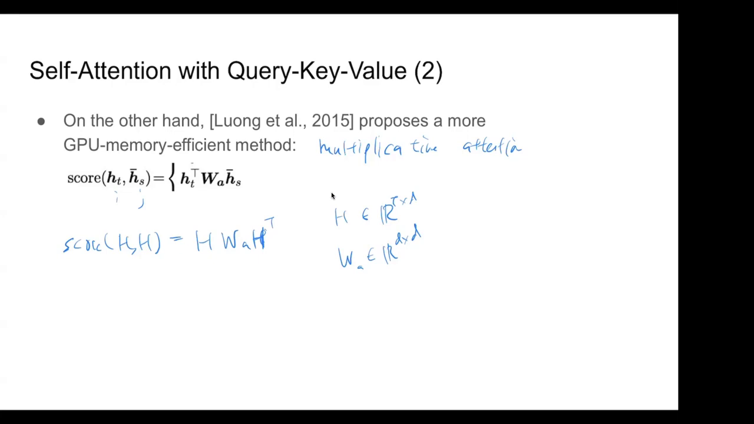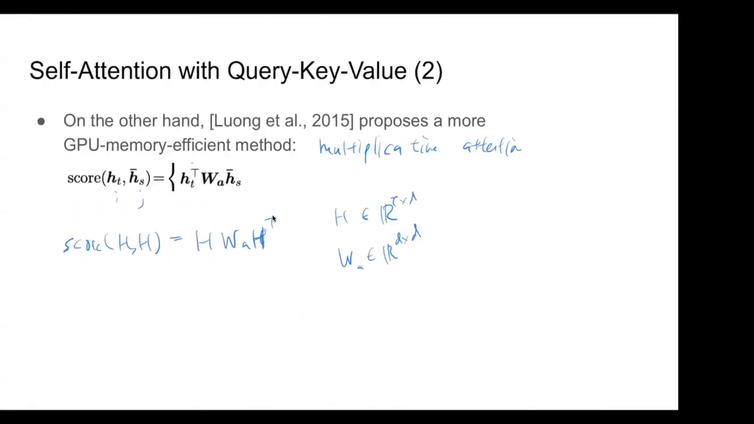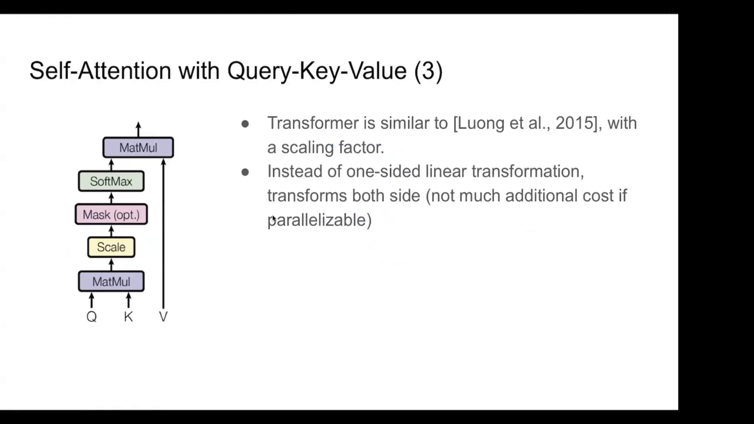Okay, so let's now go back to the transformer. The transformer uses multiplicative attention, but it does it in a slightly different way. Instead of just having one WA, what you can do is map H into two matrices: H multiplied by W for key, and H multiplied by W for query.